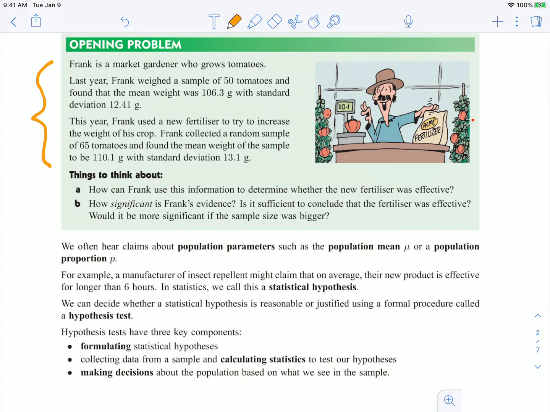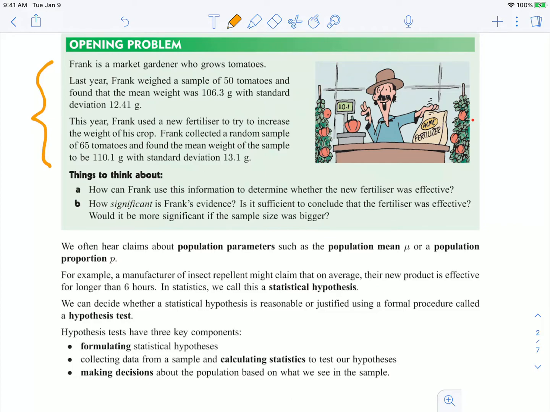All right, here are the things to think about in that word problem. Part A, how can Frank use this information to determine whether the new fertilizer was effective? Part B, how significant is Frank's evidence? Is it sufficient to conclude that the fertilizer was effective? Would it be more significant if the sample size, the amount of tomatoes collected, was bigger?